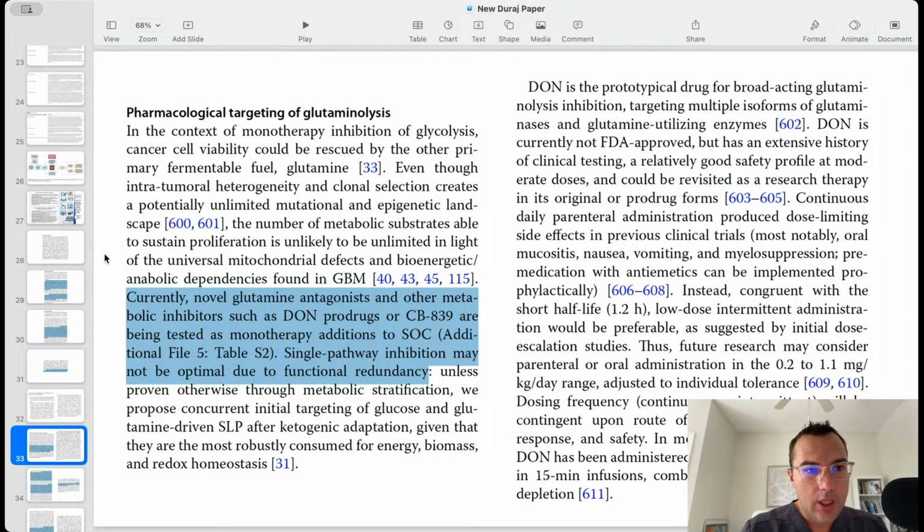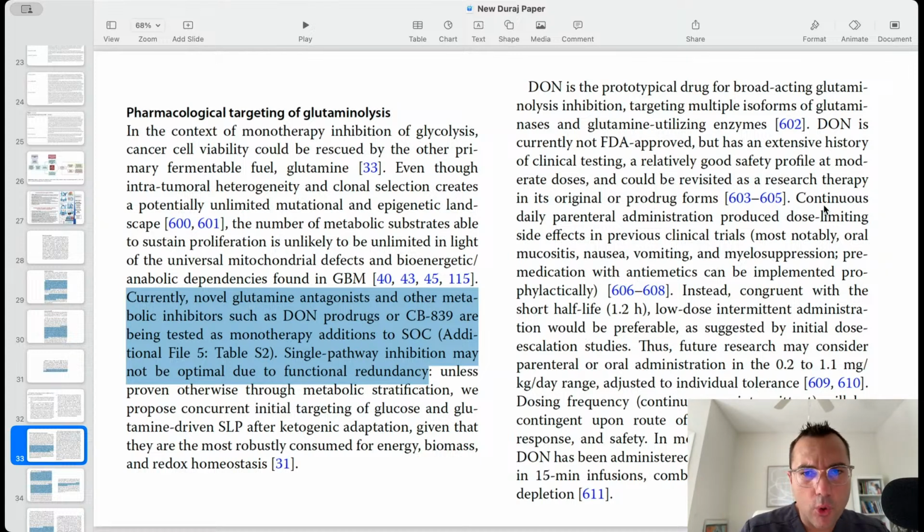All right, so again, this is a pretty long section, but I'm just going to say that currently novel glutamine antagonists and other metabolic inhibitors such as DON prodrugs or CB839 are being investigated as monotherapy additions to standard of care. Doesn't make any sense if you're not using ketogenic therapy, but anyway, I'll digress. Single pathway inhibition may not be optimal due to functional redundancy. Let's see here. So this is basically giving background about what DON is.